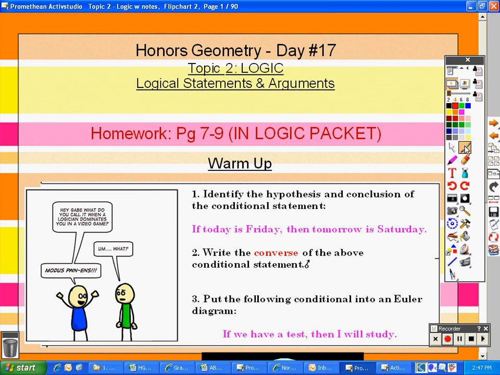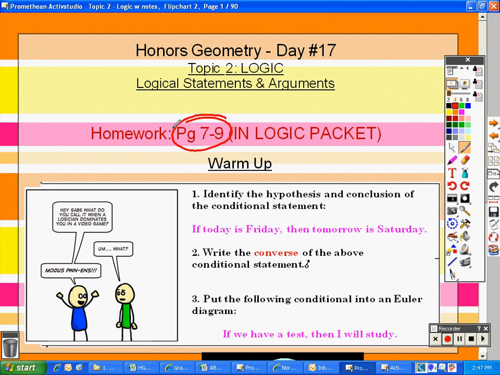Okay, tonight's homework is, like it says right here, pages 7 to 9 in the logic packet. The logic packet has little page numbers at the bottom. There's two pages on one piece of paper, so if you can see, the first page has 7 and 8 on it. You're going to do 7, 8, and 9, and finish it up if you do not finish it up in class.